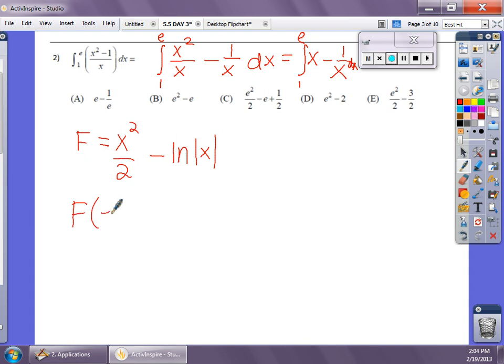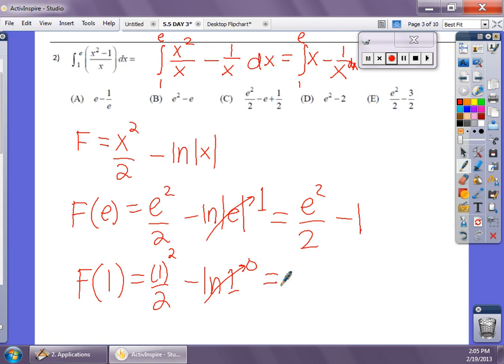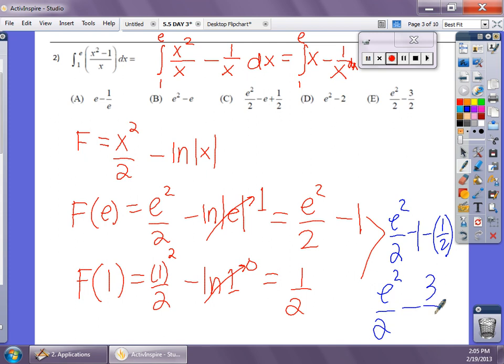So F of e would be e squared over 2 minus ln of e. Ln of e is the same thing as 1. F of 1 would be 1 over 2 minus ln of 1, which is the same as 0. So you get e squared over 2 minus 1, and this gives us 1 half. So you end up with e squared over 2 minus 1, and then minus the 1 half. So you get e squared over 2 minus 3 halves, which I believe is letter E.